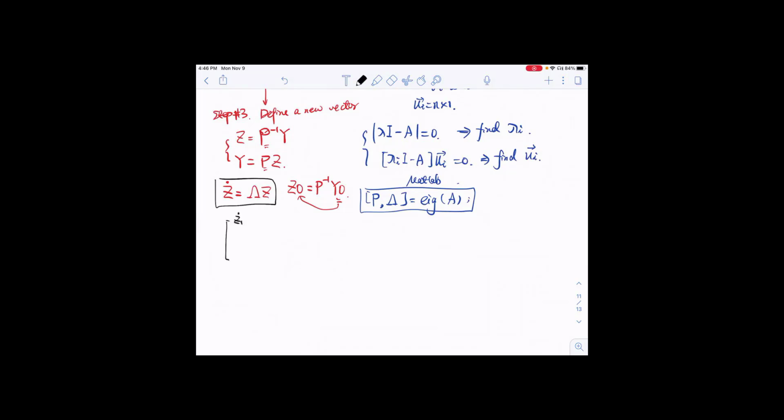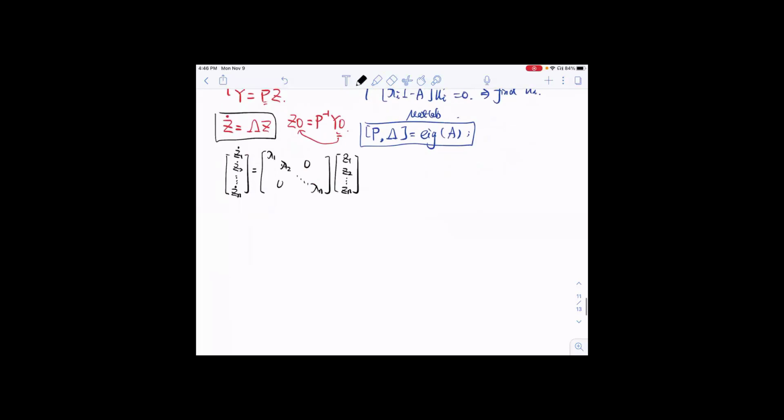You have Z1 dot, Z2 dot, all the way to Zn dot. So that's your Z dot vector. And then you have your lambda 1, lambda 2, lambda n. All the off-diagonal terms will be 0. That's the property of your lambda. And your Z is just Z1, Z2, and Zn. We know the initial conditions for each row. So if you don't like matrix format, you can actually write it out into a group of linear functions.